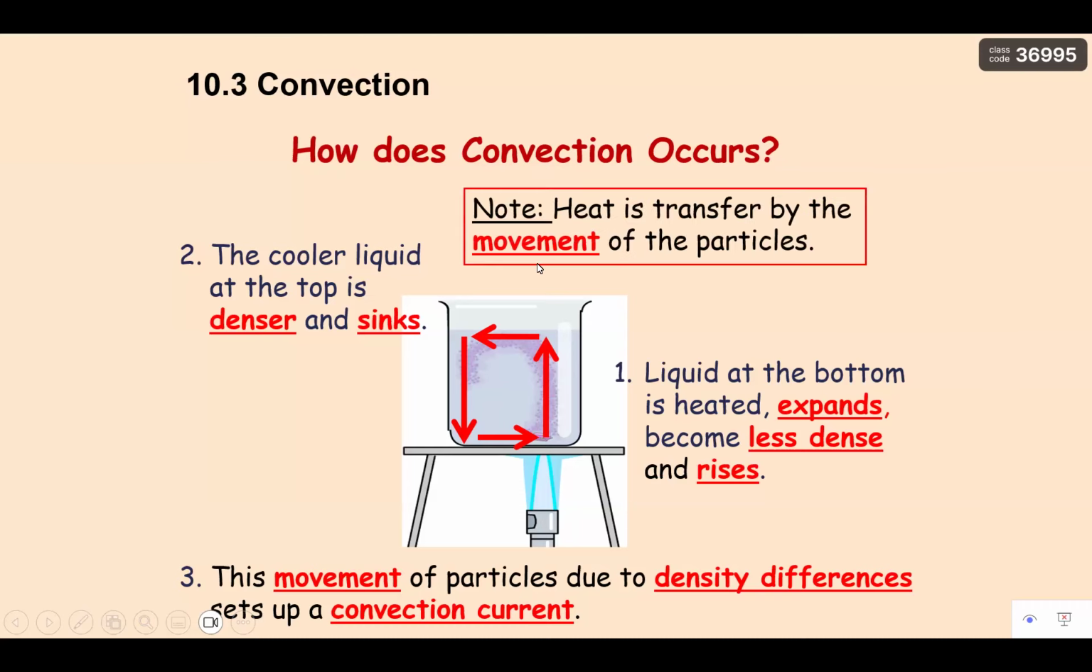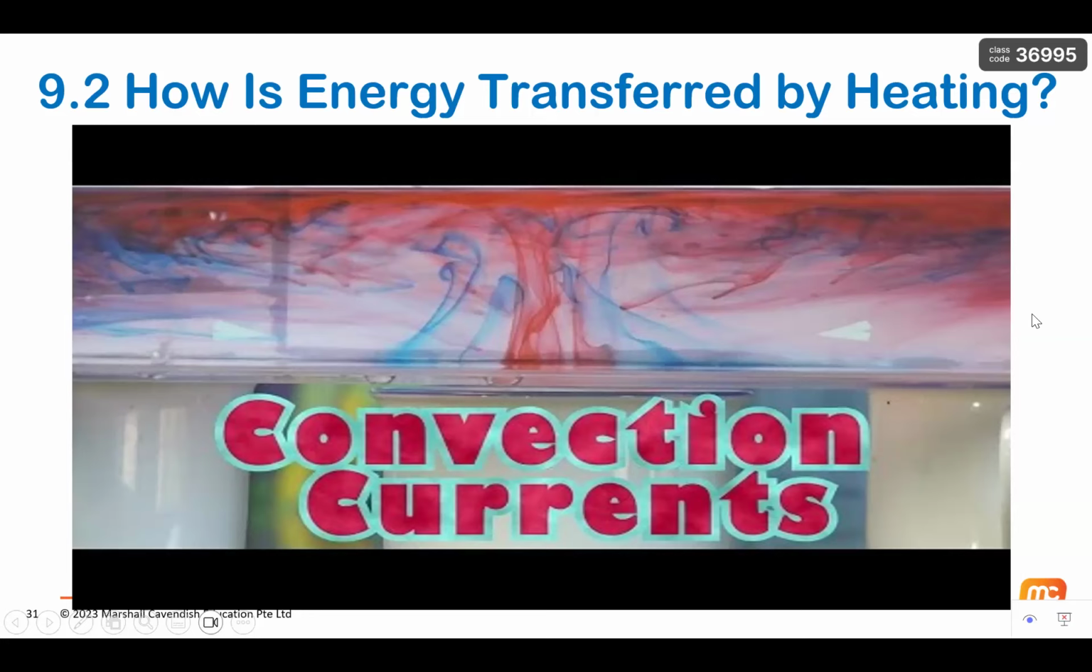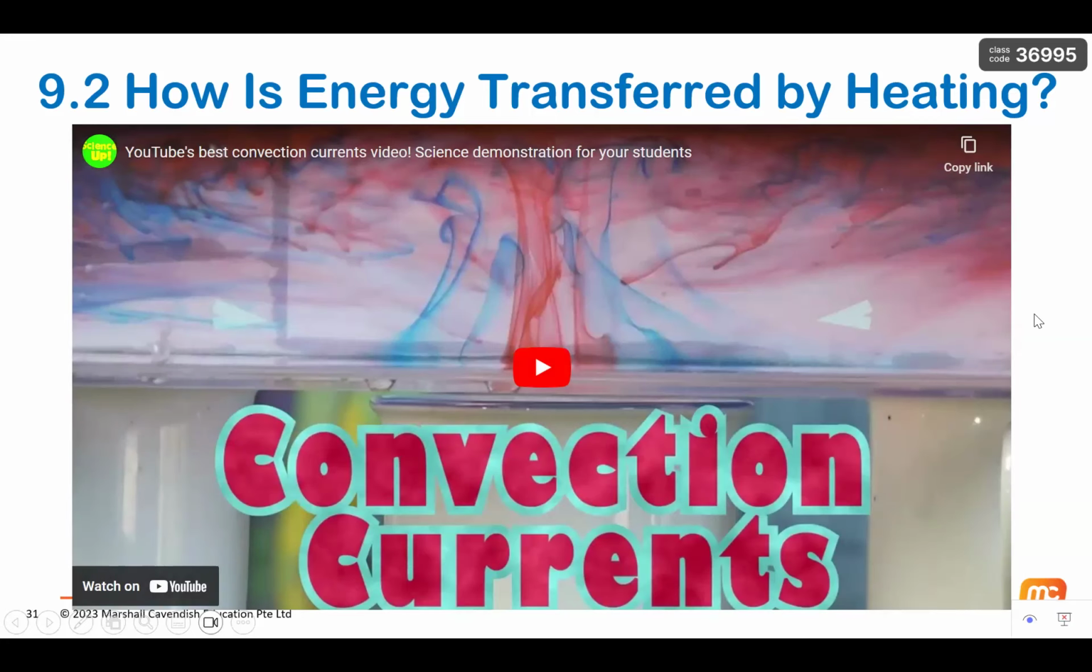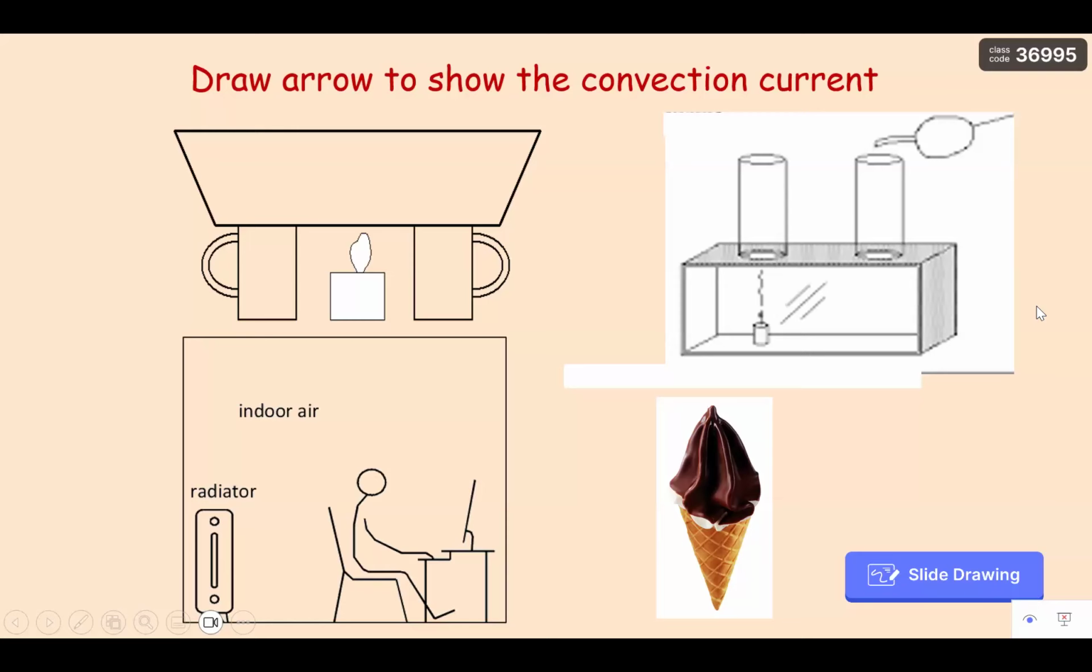So over here, heat is being transferred by the net movement of the particles. The particles take the heat and move up. And then when it cools down, it sinks down again to take more heat from the heat source. So this is how convection occurs. I need to see the words less dense, denser, and then it rises or sinks, etc. Okay, and set up a convection current. These are the keywords. Okay, I'll not play this video. You can play it yourself at home. We move on directly. I want to talk about convection current.